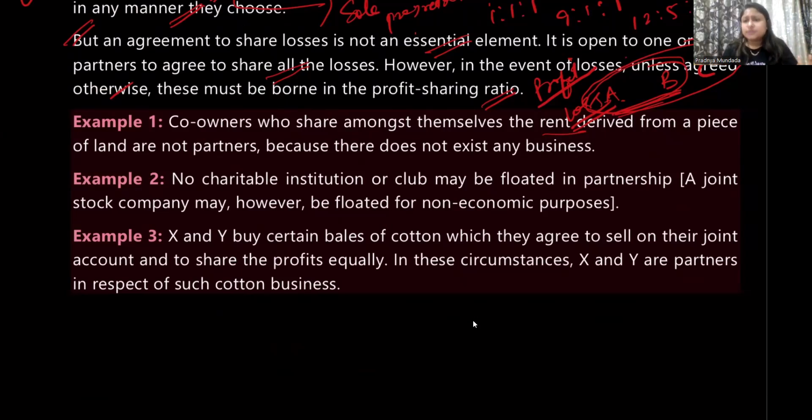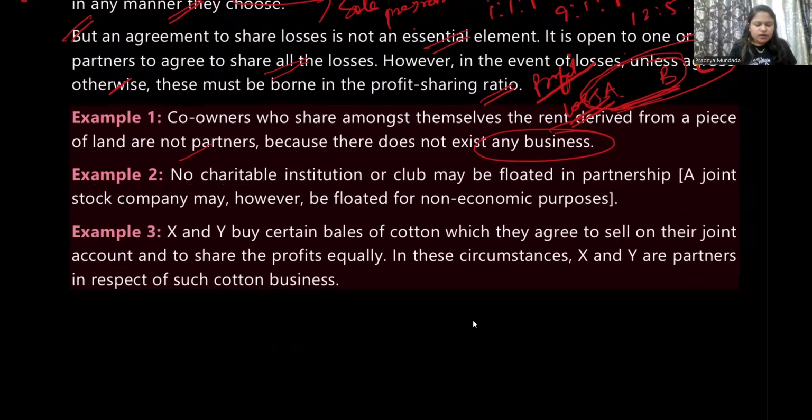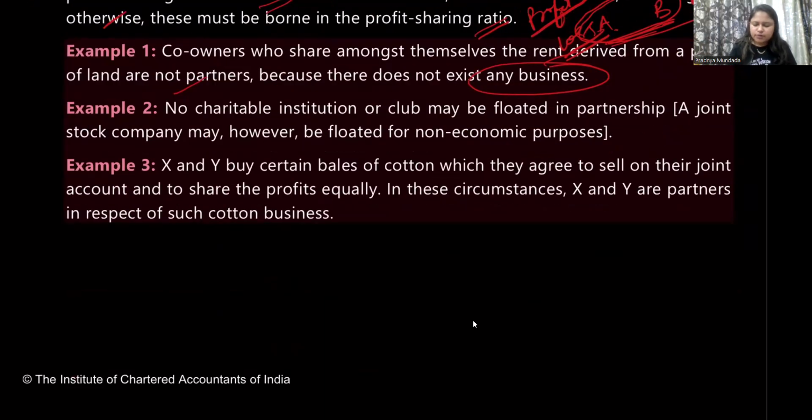Point is, where is the business? It is only the rental income that we are sharing, and it is not coming from a business, it's coming from a land that we own together. So that is co-ownership, it is not partnership. Because what is lacking? Business. So here they say, co-owners who share rent among themselves from a piece of land are not partners because there is no actual business. No charitable institution or club may be floated in partnership, because partnership has to be only for business, and business that too only for profit.